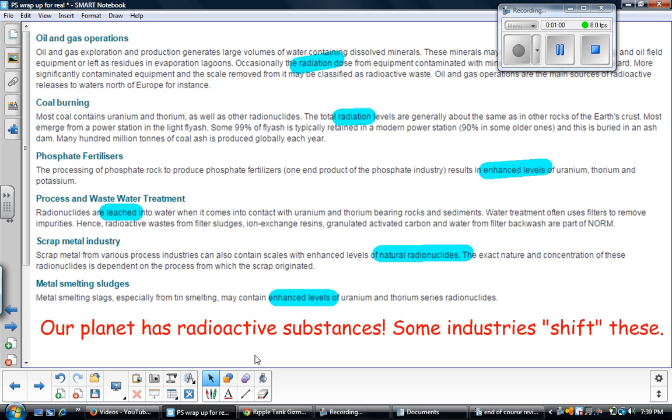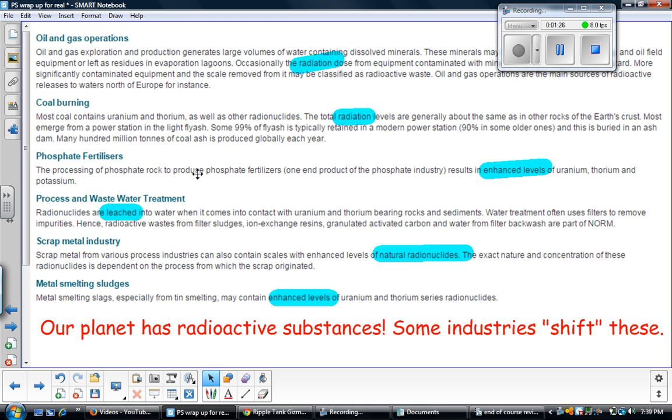We need to remember that our planet is full of radioactive substances. Many elements are radioactive. There are industries who shift these radioactive materials around during processes. So they're not intentionally using radioactive material, but since they move radioactive material around, they also can create dangerous waste because it's radioactive.